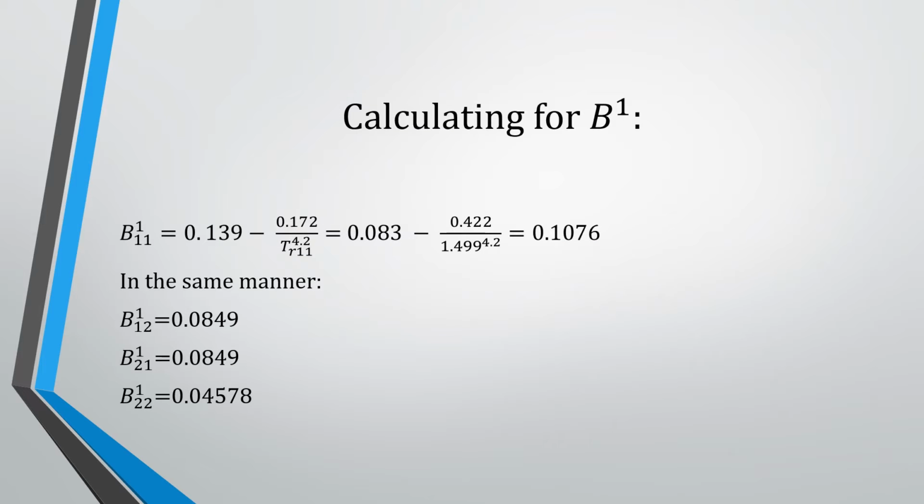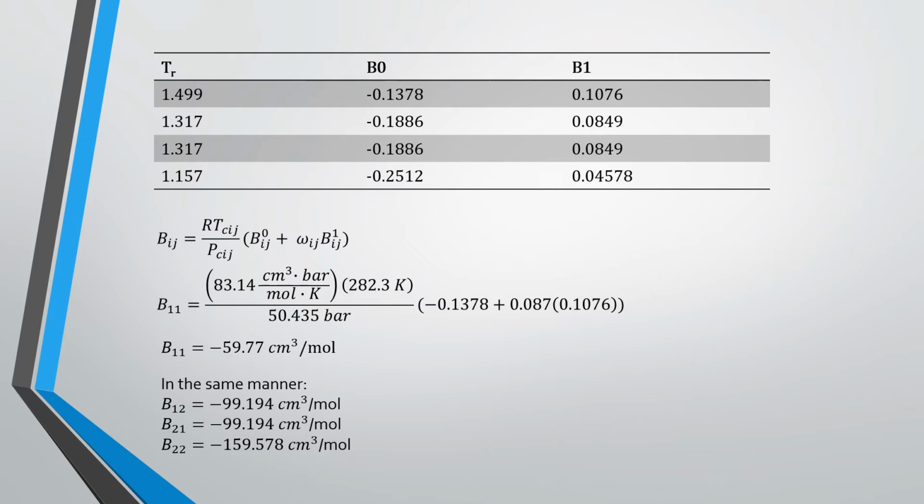Same as we did for B0, we can solve for B1 by using this equation, and it resulted in the following values for each ij pair, since we already know the reduced temperature. So here we tabulate the reduced temperatures that we solved for each ij pair, and the second virial coefficients that we also solved for each ij pair.